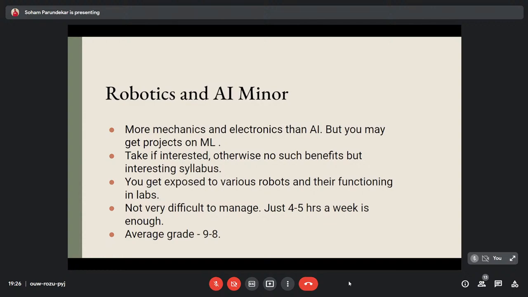And the grading is pretty lenient. The average grade itself is 8 to 9. The professors are very lenient and the TAs are also pretty lenient. So the grading is not very difficult. In second semester, we had Vivas too, but the professors are very interactive. So there's no need to worry about the grade.